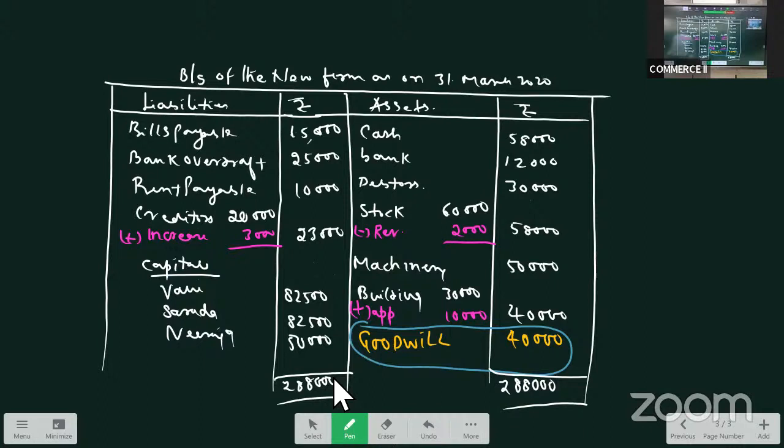Okay, so we'll start with our revaluation account. As we usually do, we'll start with our revaluation account. We are doing question number 12, and we are preparing the revaluation account.